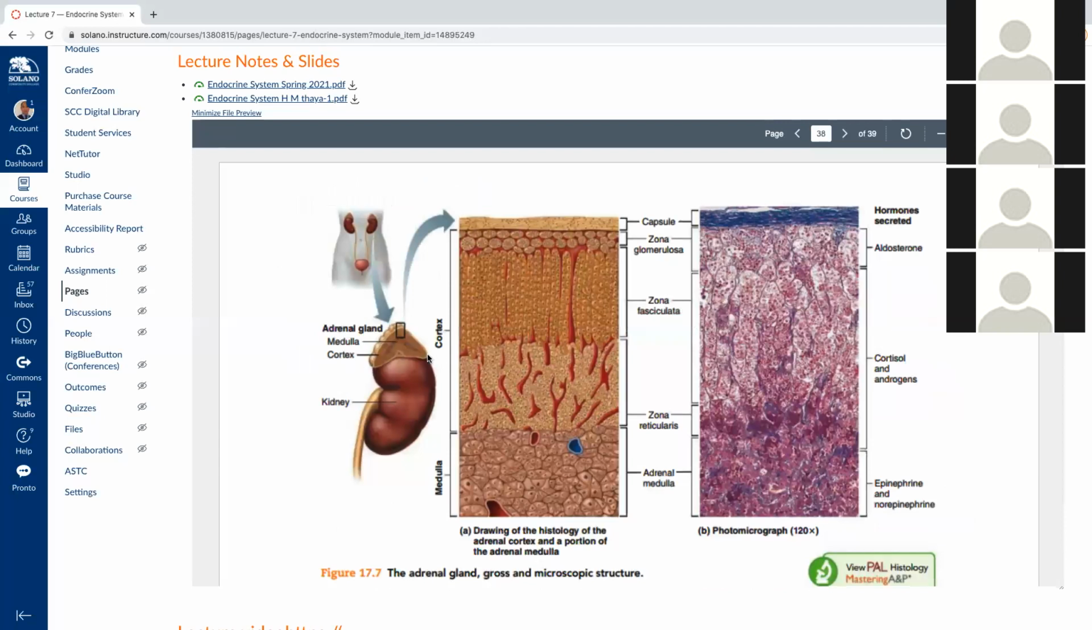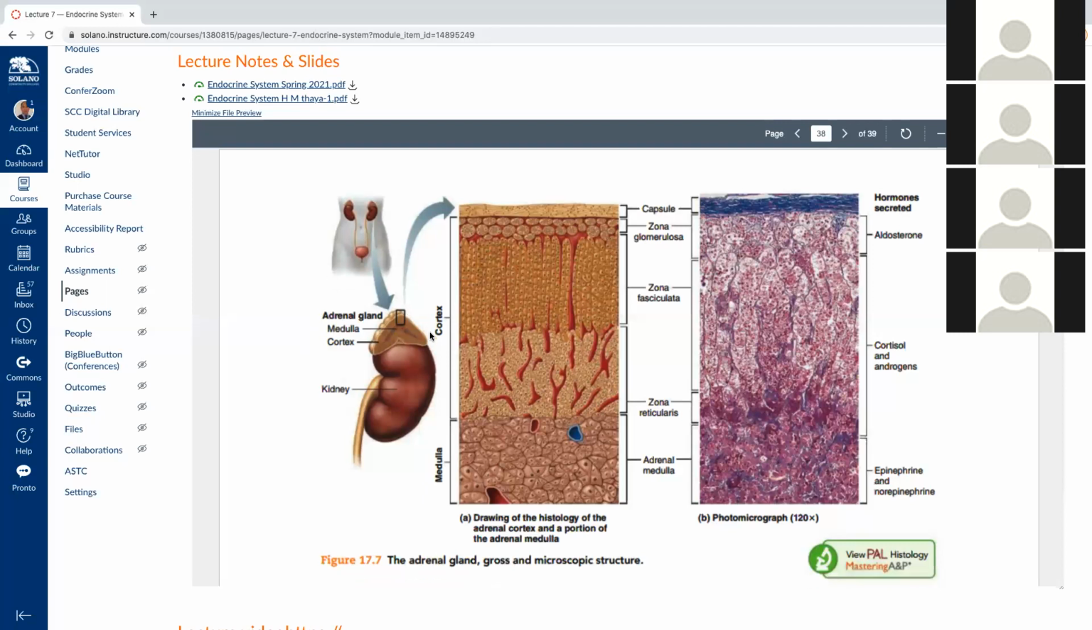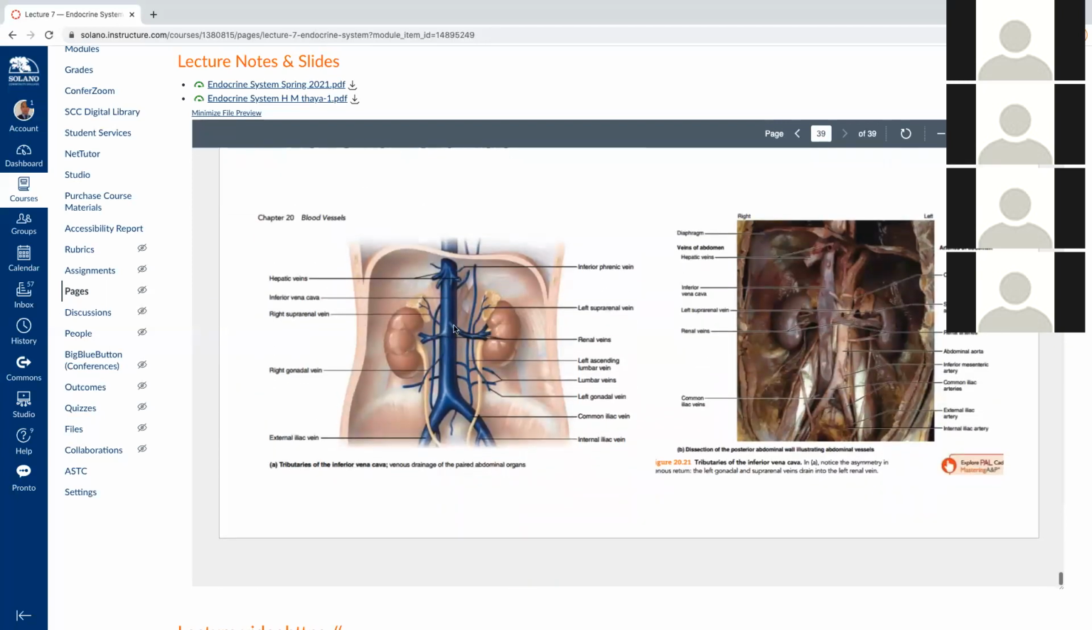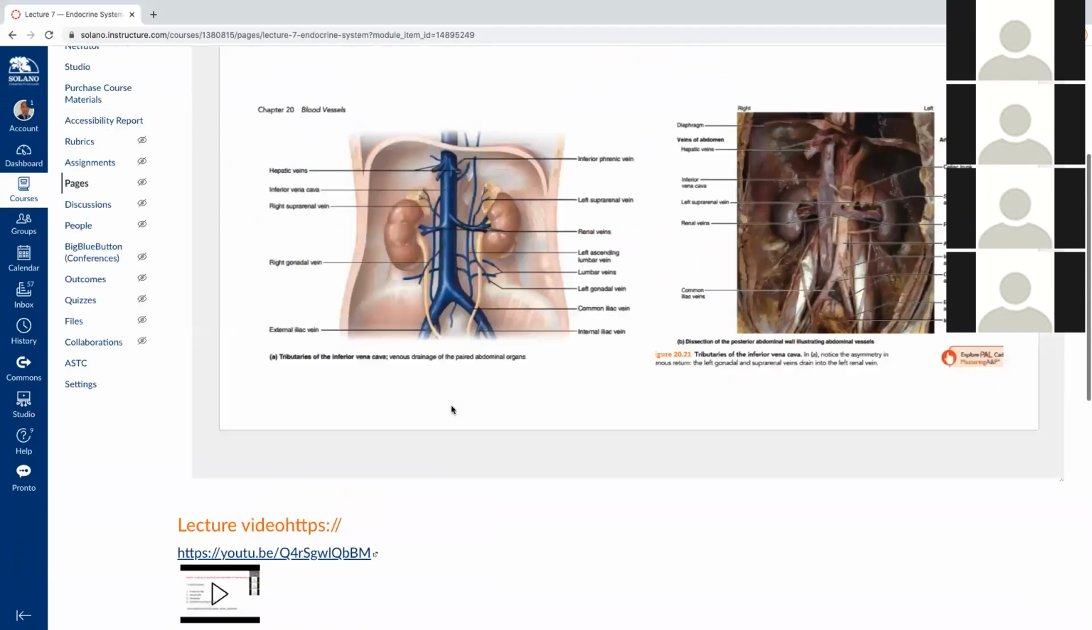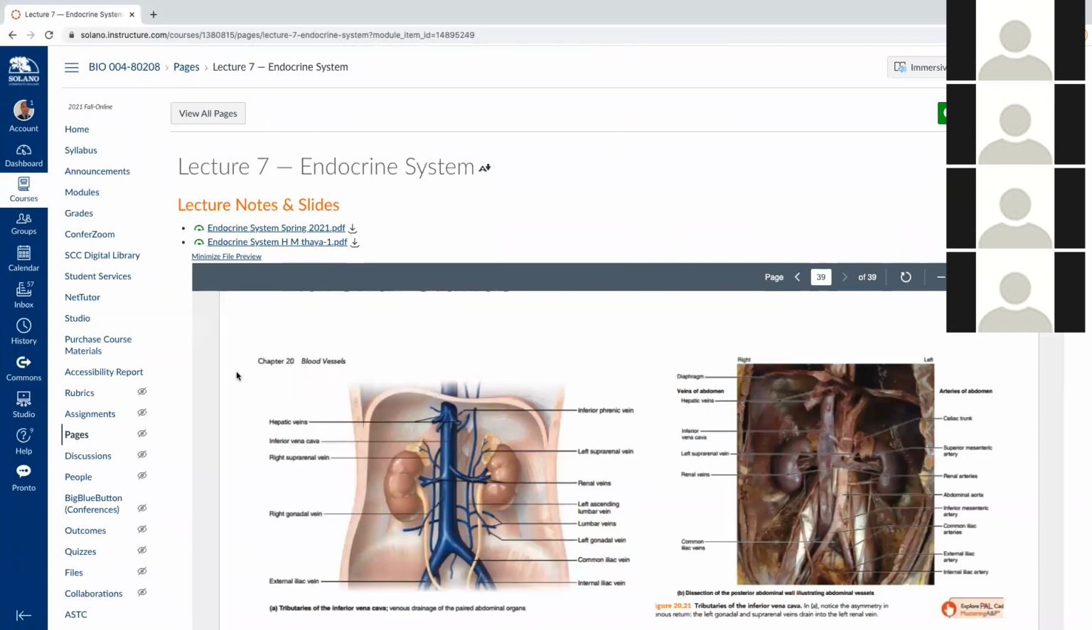So adrenal glands sit on top of the kidney, upper pole of the kidney, and it is like a pyramidal shape, or in 2-dimensional, it is like a triangular shape. Adrenal gland, in other words, suprarenal gland, because it is on top of the kidney. So adrenal glands here. Okay, so that's the endocrine system.